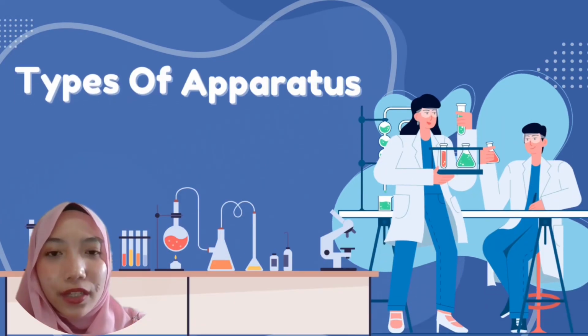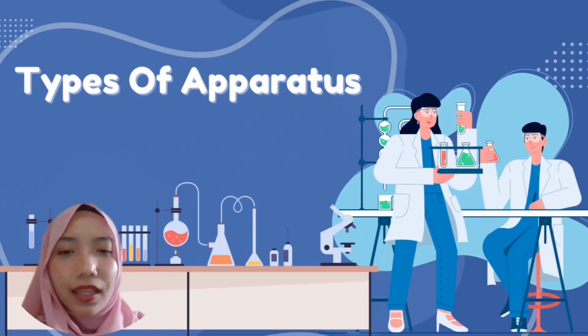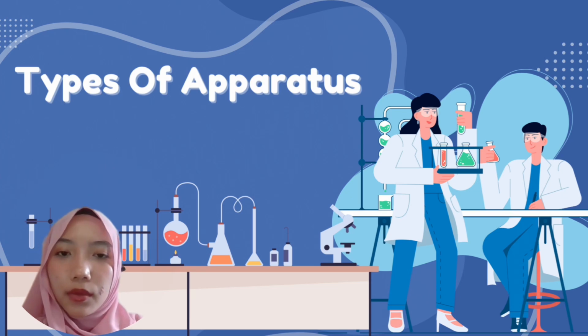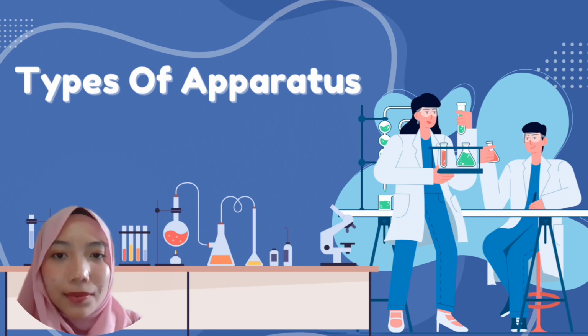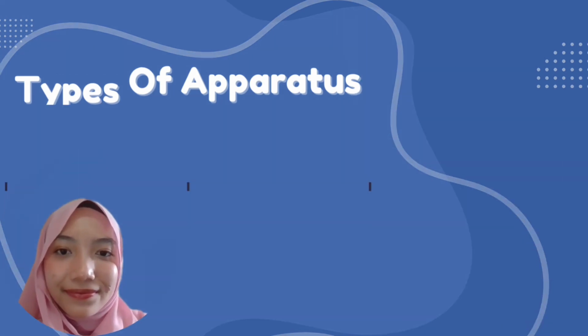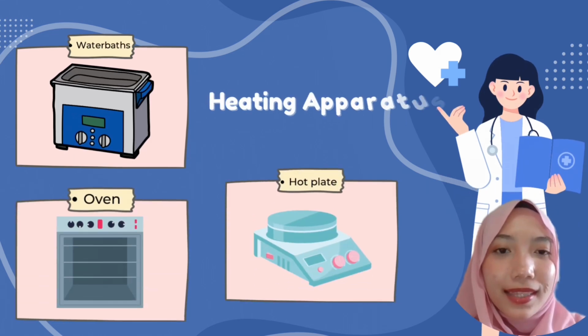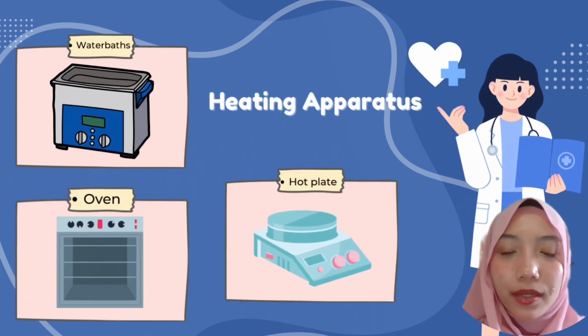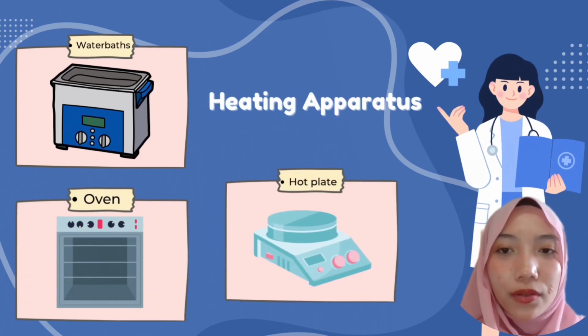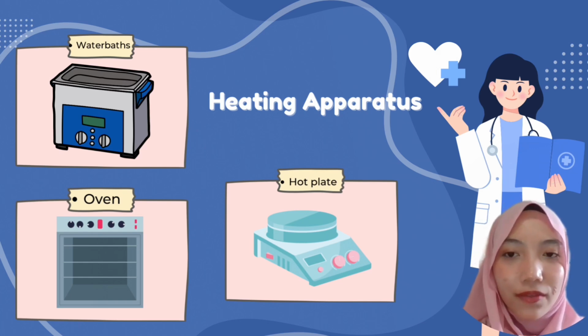And now we are moving on to the types of apparatus. There are multiple types of apparatus. However, we're going to look at the common ones that are usually used in the lab. The first example is heating apparatus, such as the water bath. It is used for heating up samples at a constant temperature for long periods of time.